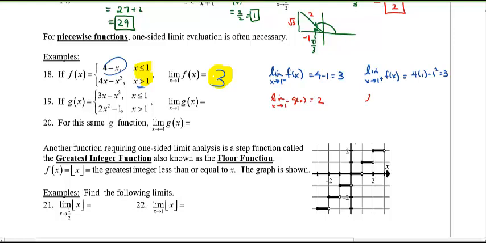Did you think that was 2? Did you calculate the limit from the right to be equal to 1? Uh-oh, this time they're different. So they're different. Yes, it does not exist. Good. Now, for number 20, how about the limit as x approaches negative 1?